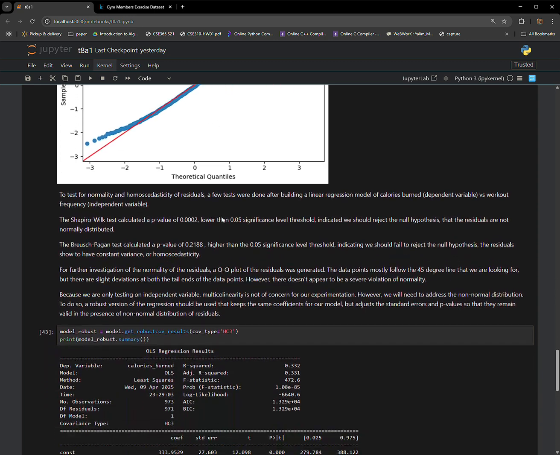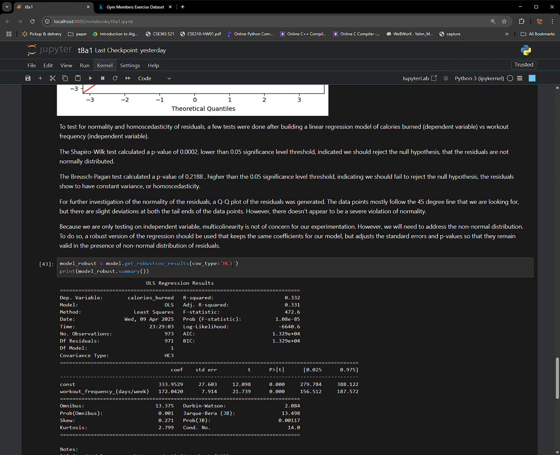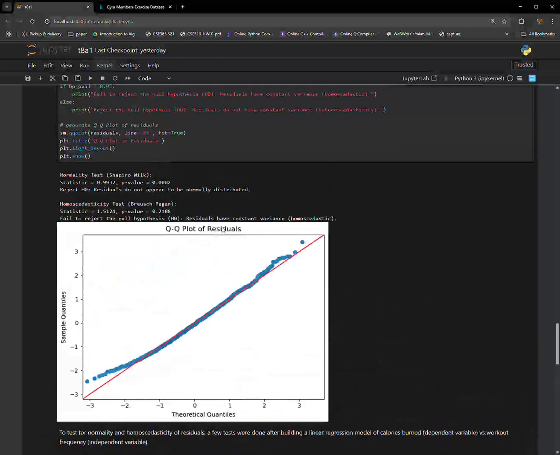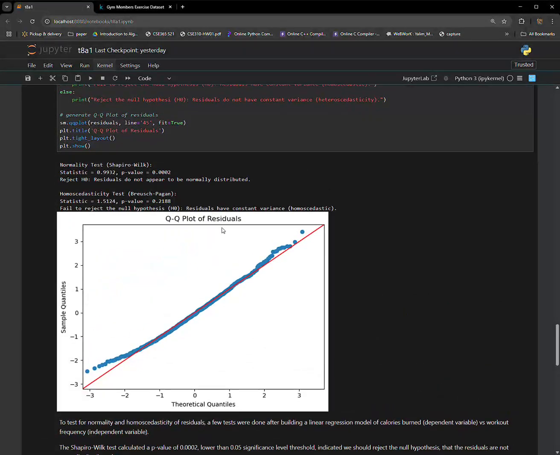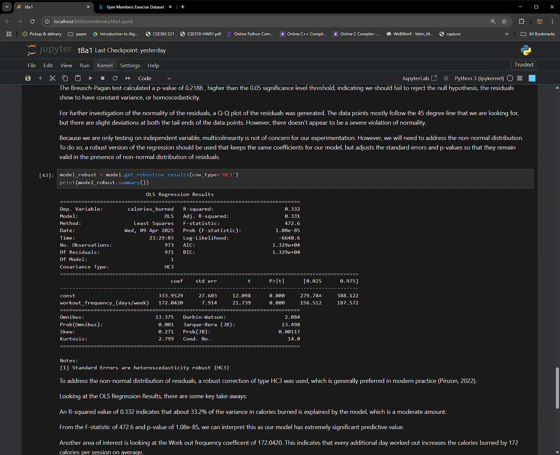So in order to address this, I did a robust model to account for the fact that we violated one of the assumptions as far as the normality goes, and then from there I also did a summary of the now robust model regression.